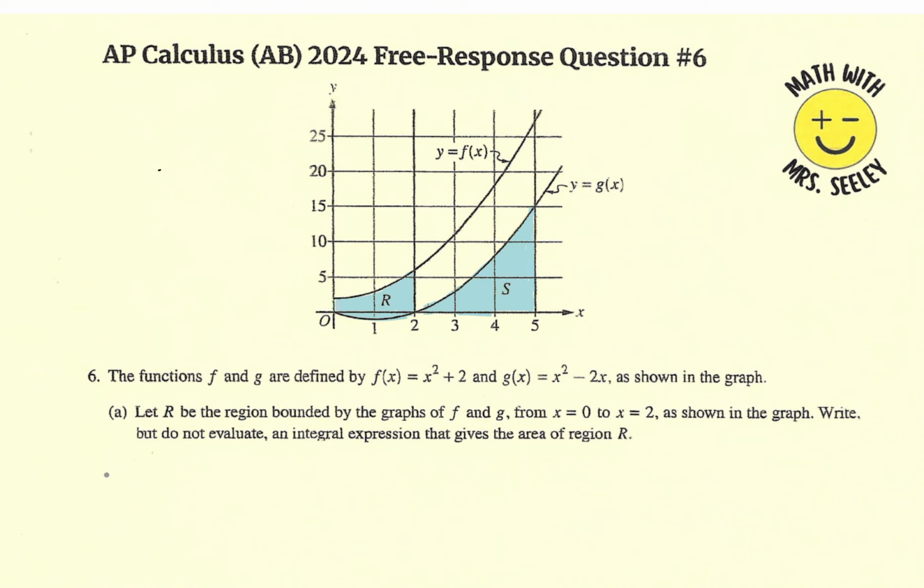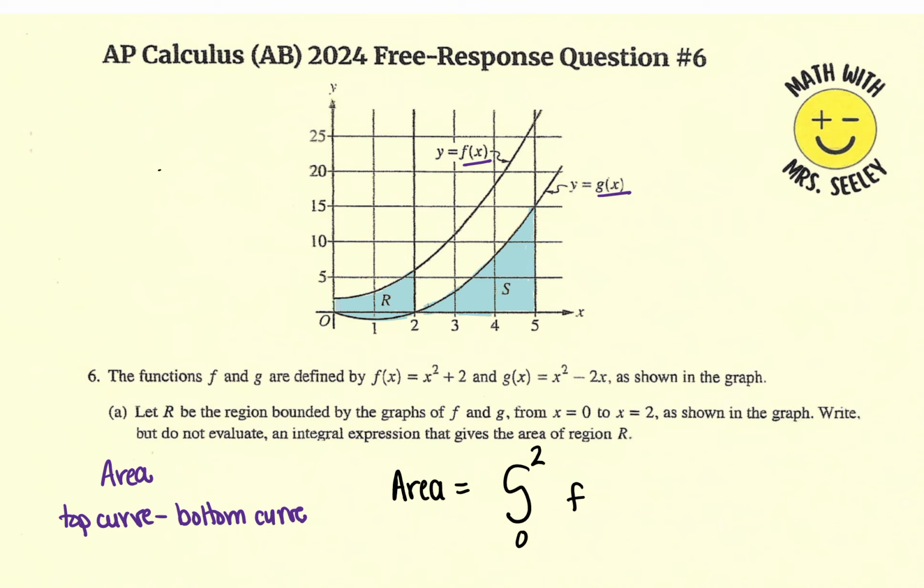Well, if you'll recall, if you want to find the area of a region that's bounded by two curves, remember it's the top curve minus the bottom curve. So in this case, we know that f of x is our top curve and g of x is our bottom curve. So therefore, the area is equal to the integral from 0 to 2 of the top curve, which is f of x, minus the bottom curve, which is g of x, and then don't forget your dx.